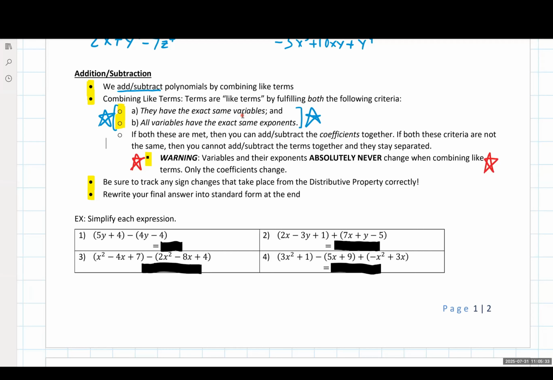The second requirement is that all of the variables have the exact same exponents showing up within that. So going back to our example, for the quick made up one that I had, if both terms have x in them, awesome. But if one is x squared and the other is x to the third power, those exponents are different, and therefore I do not have like terms, so I cannot add or subtract things together.